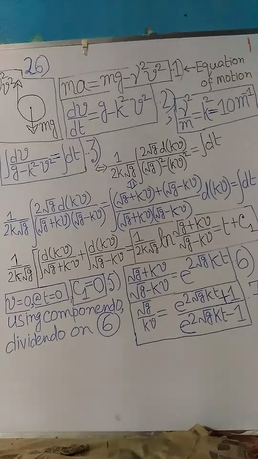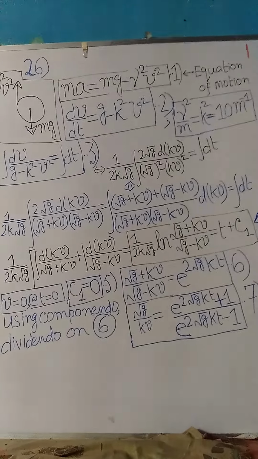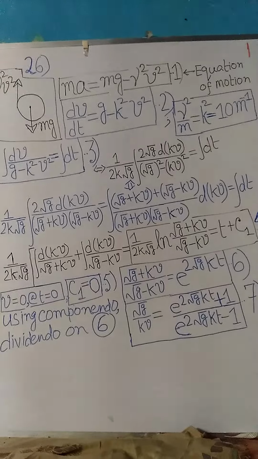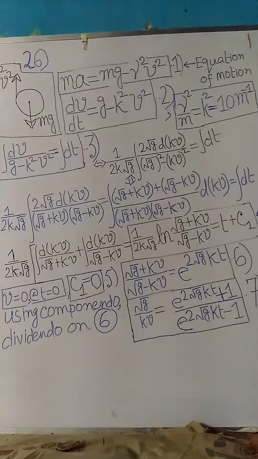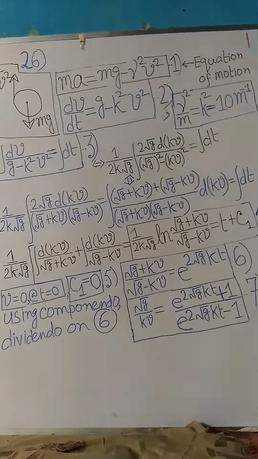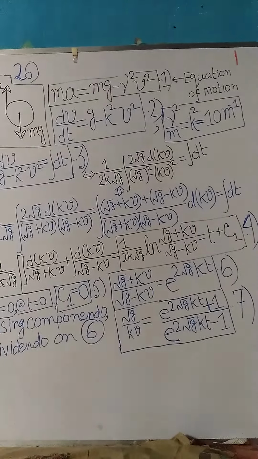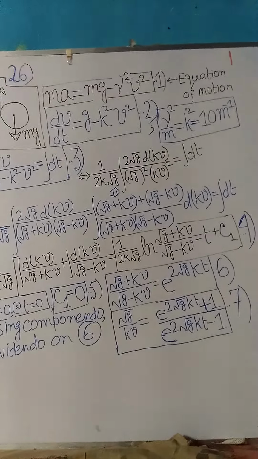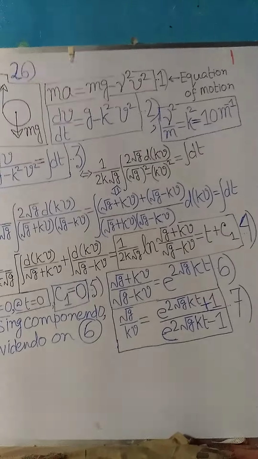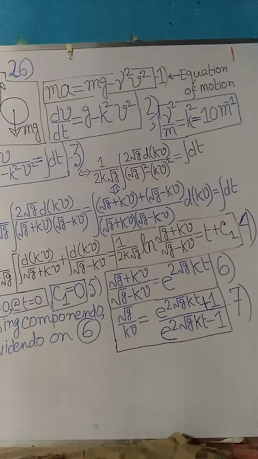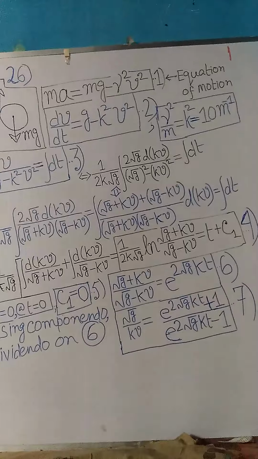Using equation 5 in equation 4, one easily obtains equation 6. Please see equation 6 just adjacent to equation 5. Now, using componendo dividendo on equation 6, equation 7 is obtained. Equation 7 is the last equation for this part of the solution appearing at the bottom of the board. So please see that equation 7. Starting from equation 7, the remaining part of the solution will be discussed in the next 2 videos.